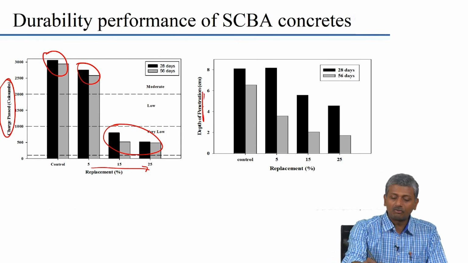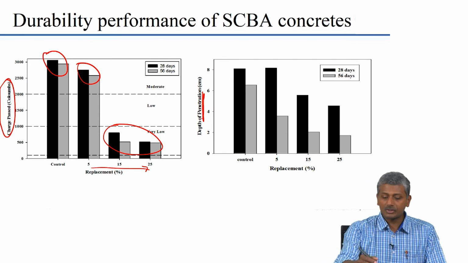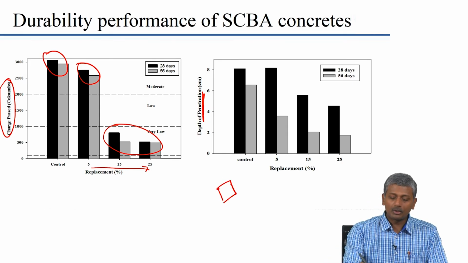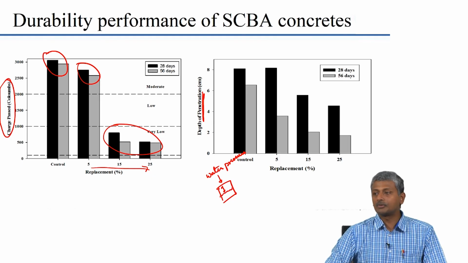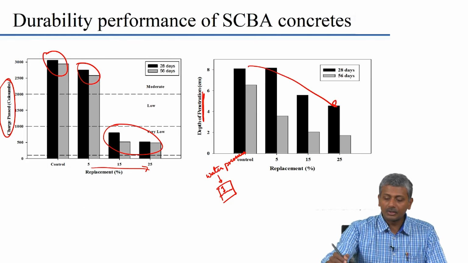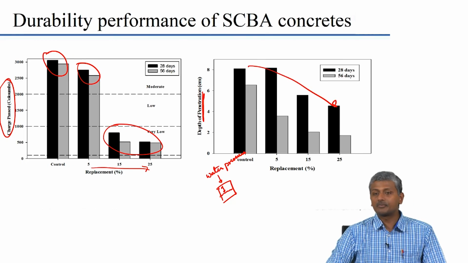Depth of penetration of moisture, this is actually a test where you have a concrete cube and you apply water pressure and you look at the depth of penetration of the water into the system after you apply the same water pressure for 3 days. Okay. So, this depth of penetration again reduced significantly when increasing levels of bagasse ash were used.